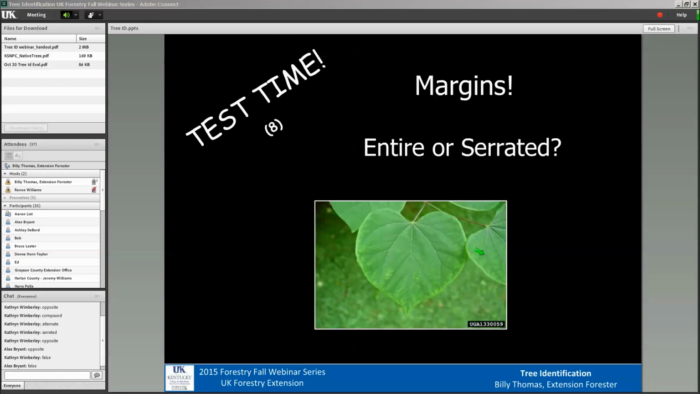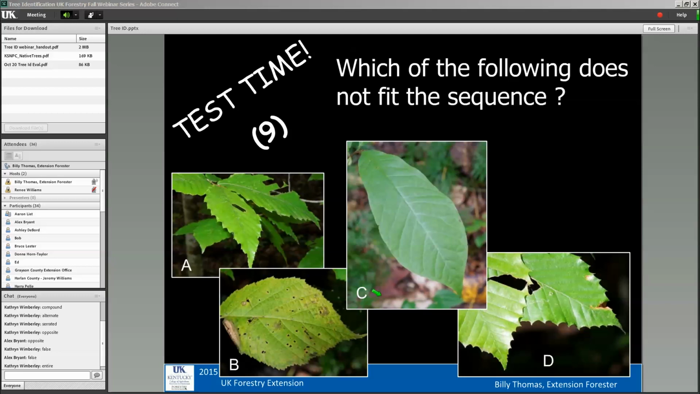All right, what are the margins on this? Are we entire or are we serrated? Maybe a little difficult for you to tell, but I'll help you out. It is entire. That is a beautiful little tree, the eastern redbud. All right, so here we go. Which of these does not belong in this sequence? Give you a second to look at each of them. One of them is different from the others on the leaf margin. Yes, C. C has an entire margin, and the others are all serrated.